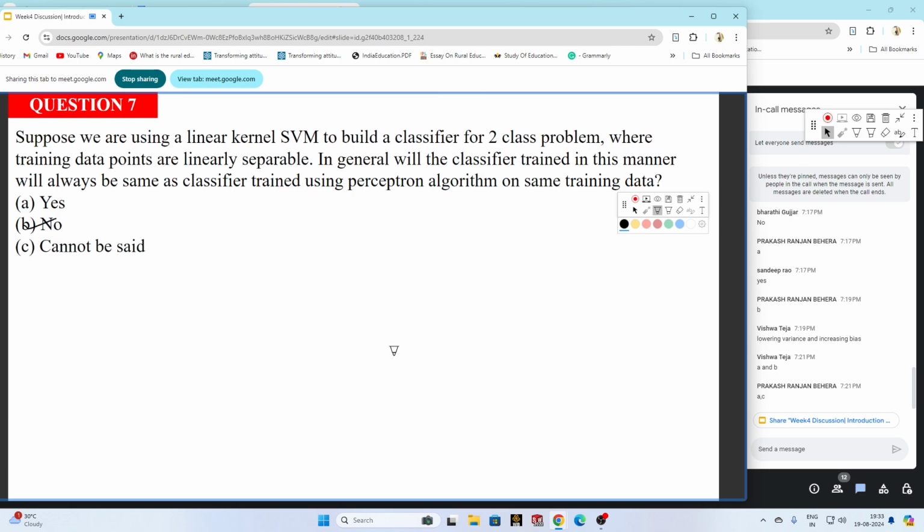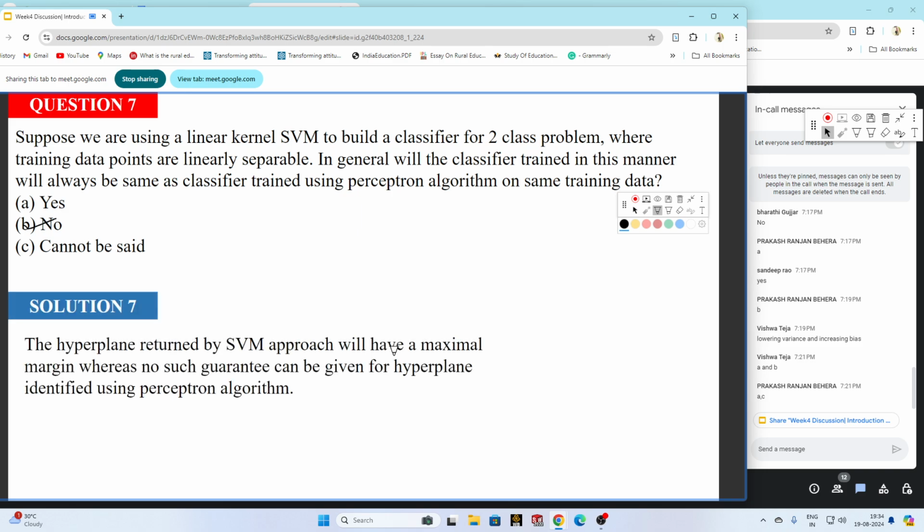Now question number 7. Suppose we are using a linear kernel SVM to build a classifier for a two class problem where the training data points are linearly separable. In general, will the classifier trained in this manner always be the same as a classifier trained using the perceptron learning algorithm? So both these algorithms, we have applied a different approach.